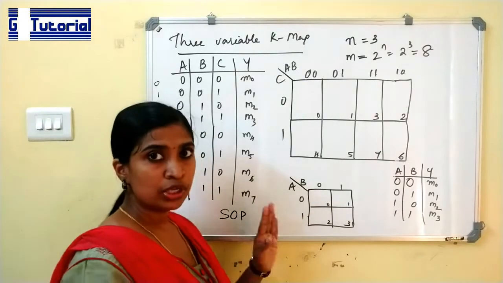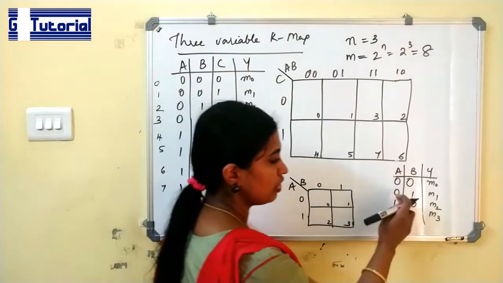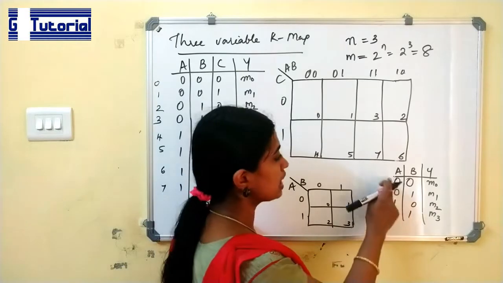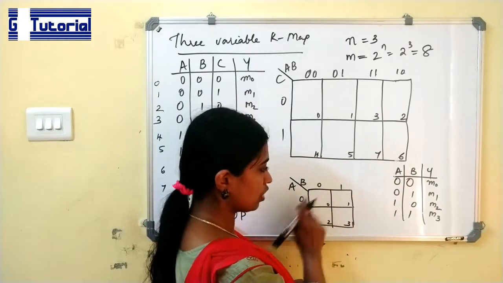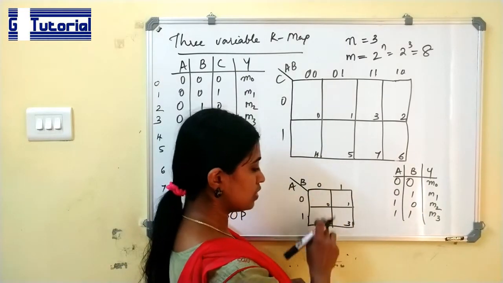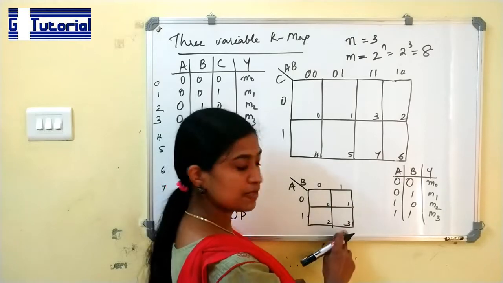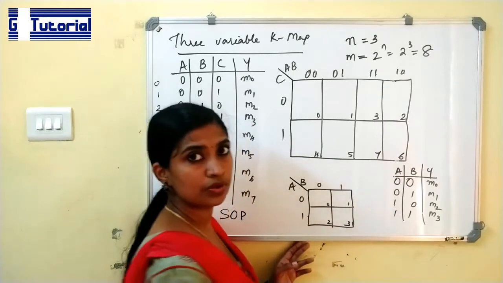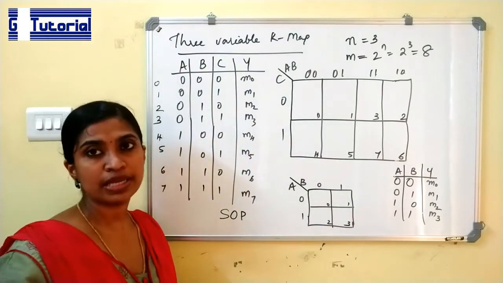Similarly, in the case of the two variable K-map, following the truth table, 00 is this position, 01 is this position, 10 is this position, and 11 is this position: 0, 1, 2, 3. Okay, now we can see the 4 variable K-map.